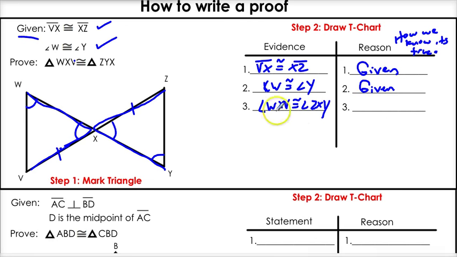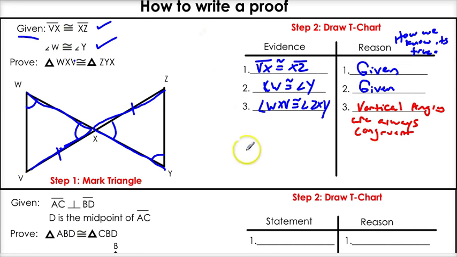And you have to write that here. You actually have to say the reason you knew that was true. And that's because vertical angles are always congruent. Now that you got your three pieces of information, the last thing you have to do is write your conclusion. And this is exactly what we did before.